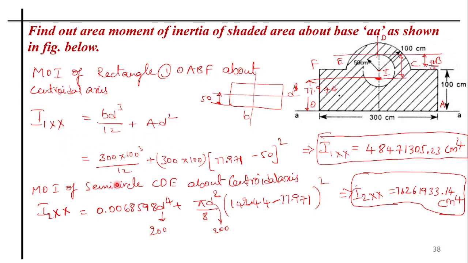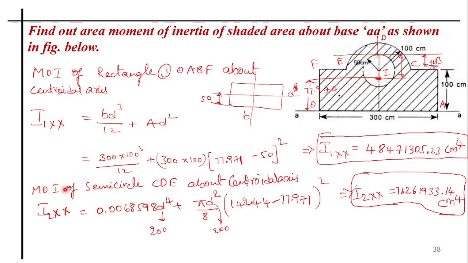So the moment of inertia of the semicircle about the centroidal axis for area 1, area 2 which is the semicircle, and then area 3. All three will come. So bd cube divided by 12 plus A into D square or AH square or AYC square, you can give any name, where this D square is nothing but this distance, that is, the distance from the centroid of this area to the total centroid.